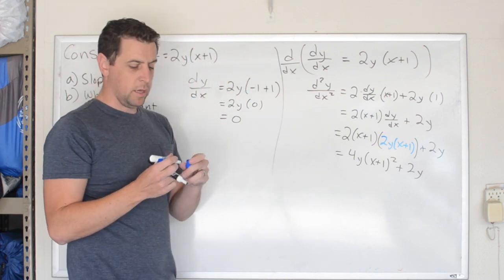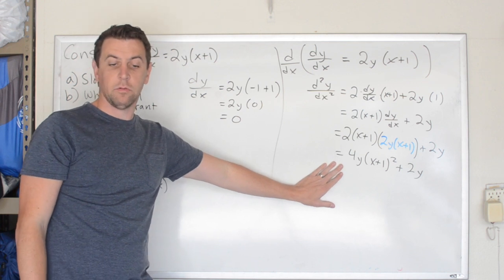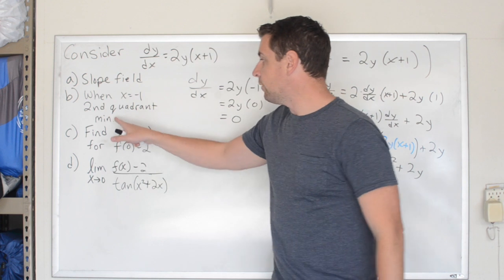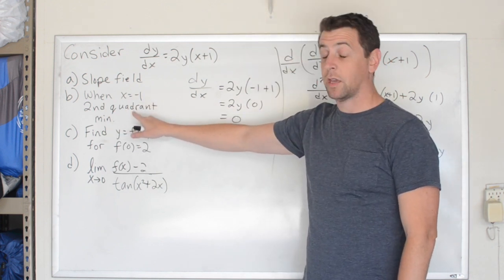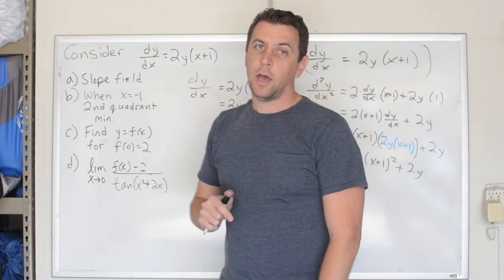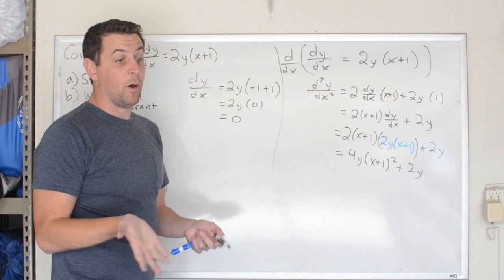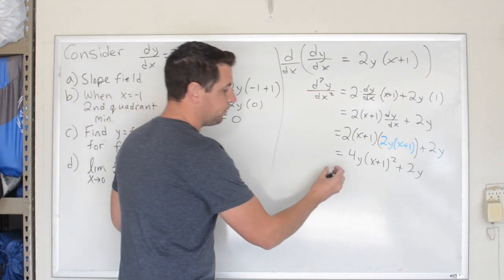So now we want to say, this is our second derivative. We did all this work to get the second derivative. Now the goal was originally to prove that we have a minimum when x is equal to -1. And we're in the second quadrant, which will be very important. Us being in the second quadrant basically tells us that the y values are also positive. Okay?